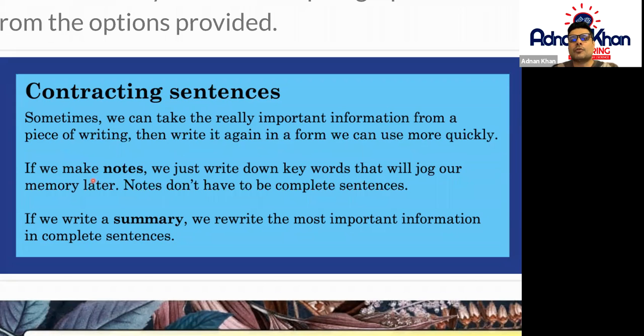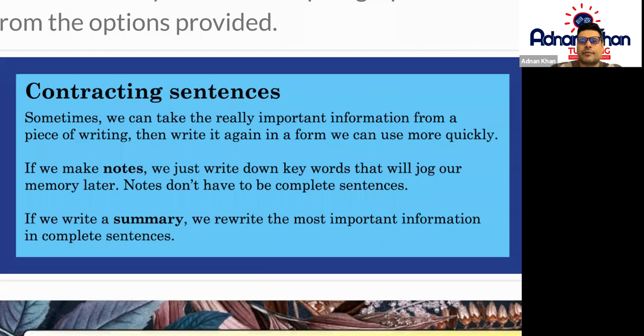So if we make notes, we just write down keywords that will jog our memory later. Notes don't have to be complete sentences. So if we write a summary, we rewrite the most important information in complete sentences. So contracting sentences is a combination of writing down important points or notes, or writing a summary.